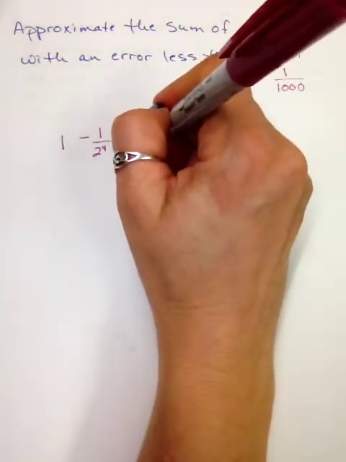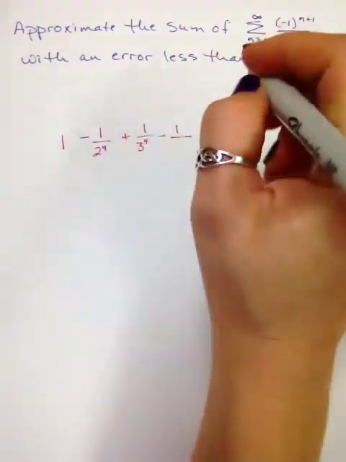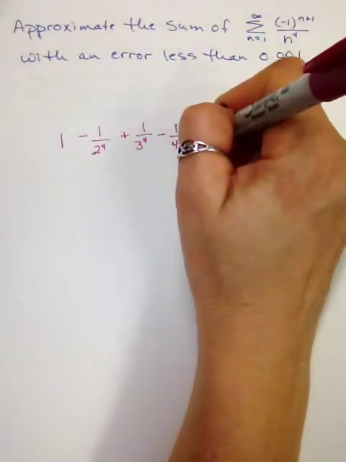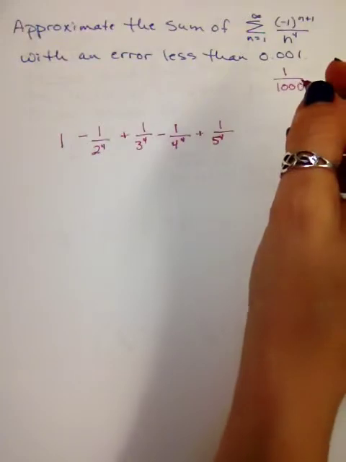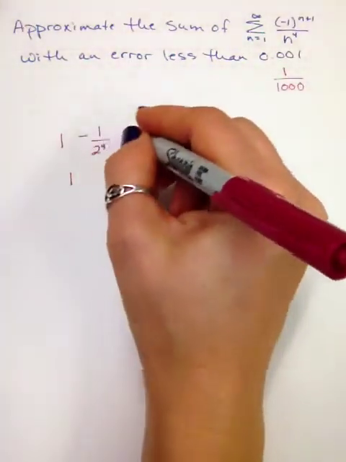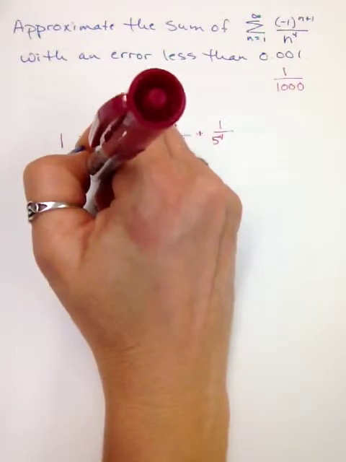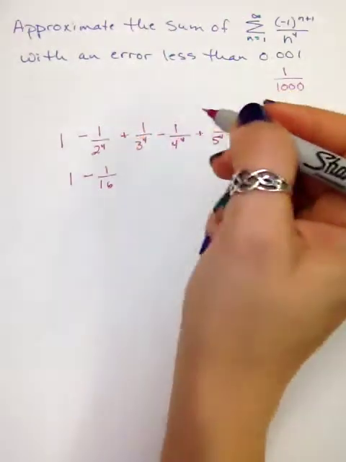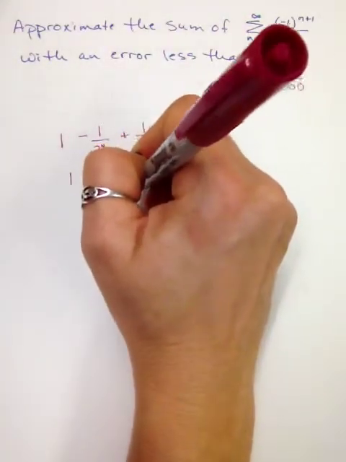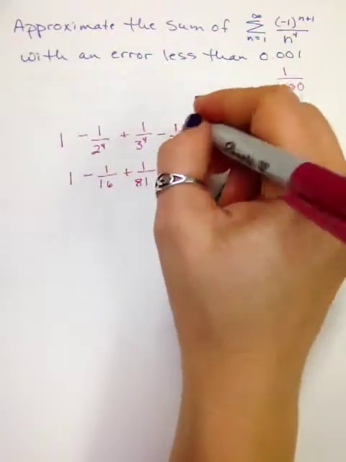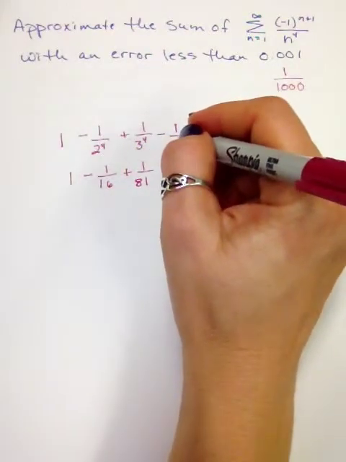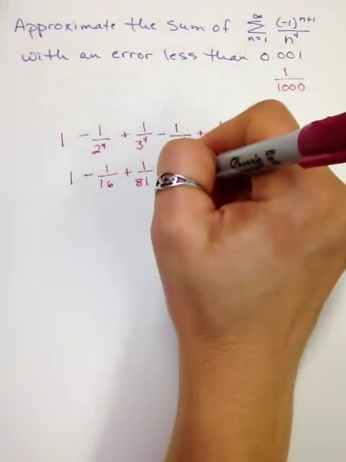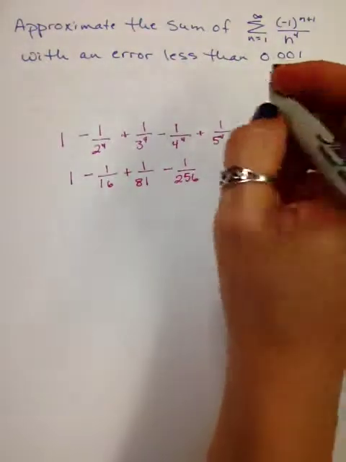So the next term would be a minus 1 over 4 to the 4th plus 1 over 5 to the 4th. And if you aren't sure about the magnitude, do a little quick math. This is 1. 2 to the 4th is 2 squared squared. So 4 squared is 1/16. 3 to the 4th is 3 squared, 9 squared, so plus 1 over 81. Minus 4 to the 4th is 4 squared squared, 16 times 16, 256. And you can see that they are growing rapidly.